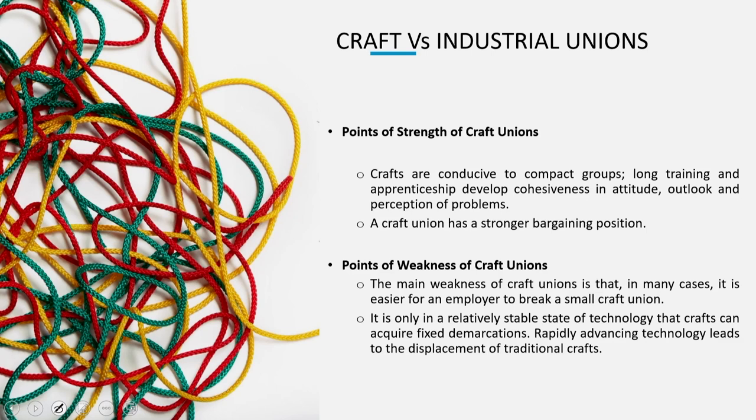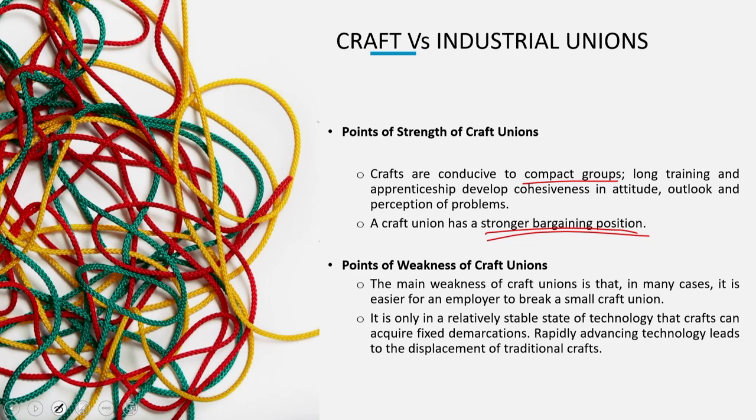The first, let's look into the strength of craft union, and crafts are conducive to compact groups. Please understand, long training and apprenticeship develop cohesiveness in attitude, outlook and perception of the problem. So a craft union has a stronger bargaining position. Please remember this.